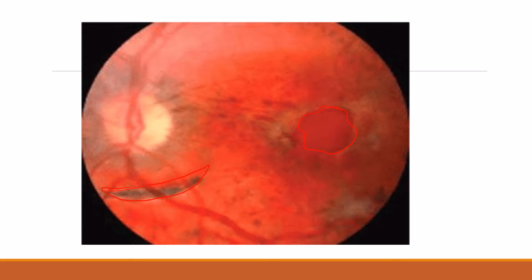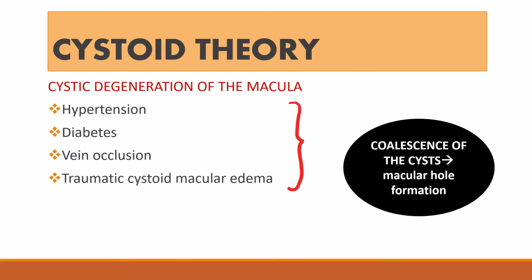A normal idiopathic macular hole will not be so large in size and will not be so irregular as shown in this picture. The second theory for development of macular hole is the cystoid theory. The cystoid theory says that any condition which causes cystic degeneration of the macula can lead to development of a macular hole. So what are these conditions? These conditions can be severe hypertension, diabetes, vein occlusions, or sometimes even trauma causing cystoid macular edema.